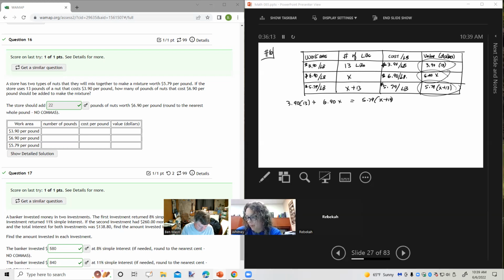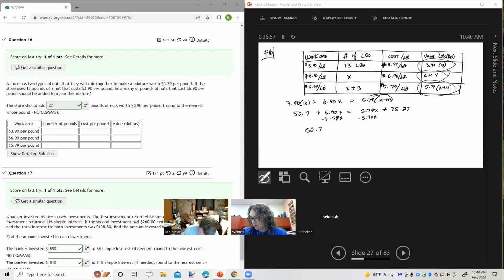All right, let's see here. 3.90 times 13 is 50.7 plus 6.90x equals 5.79x plus 5.79 times 13, which is 75.27. Okay. Now, I'm going to put all the x's on the left side of the equation. So I'm going to subtract 5.79x from both sides of the equation.